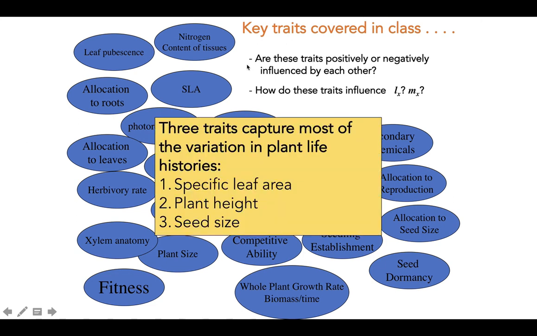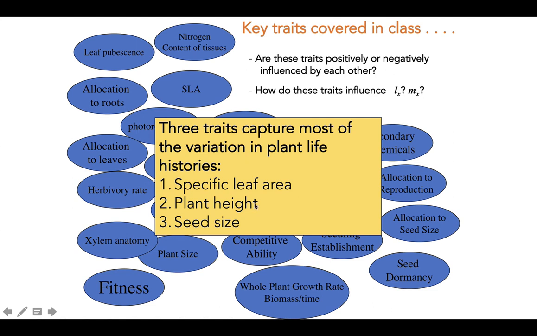But if I were to boil down all of these various traits listed here, it actually turns out that three traits capture most of the variation in plant life histories. If we step back and think of all this variation in plant life histories, three traits tend to characterize most of that variation. In particular, the specific leaf area, that is the area of the leaf divided by the mass of the leaf. Remember, that's an indication of allocation to a given leaf, but also variation in photosynthetic rate, how long a leaf lives, and so on. But also how big a plant is.